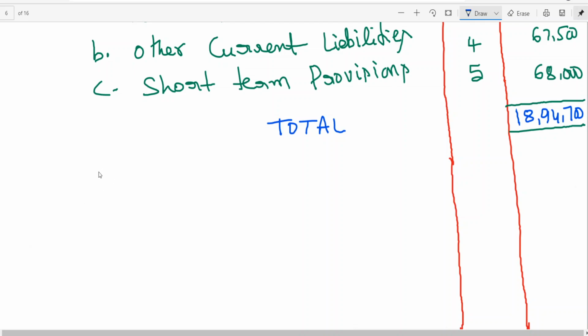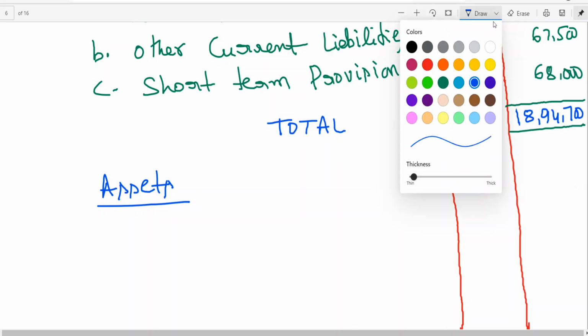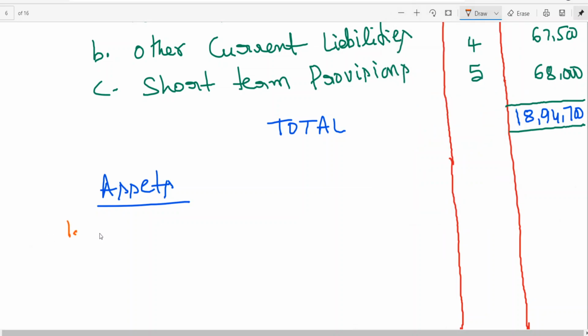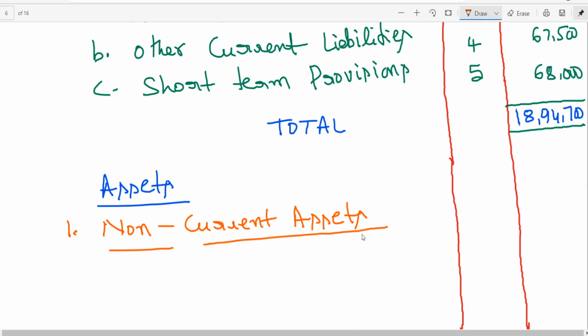Now, the next heading, we write assets. Vertical balance sheet we are doing. This is assets. In assets, first one, I should start with non-current assets. Non-current assets.